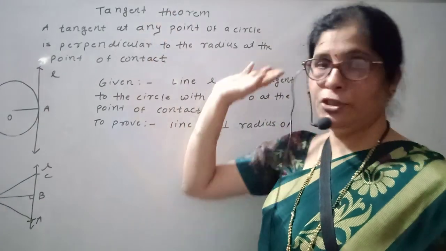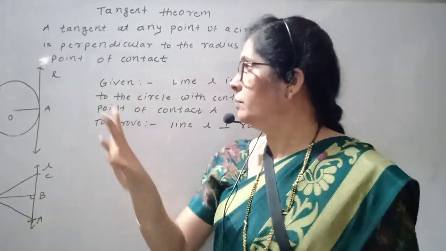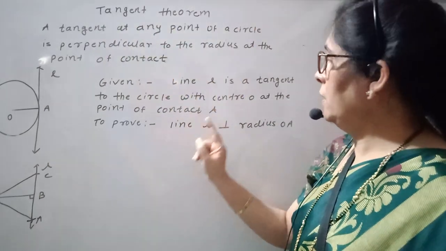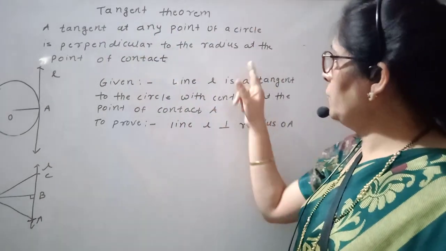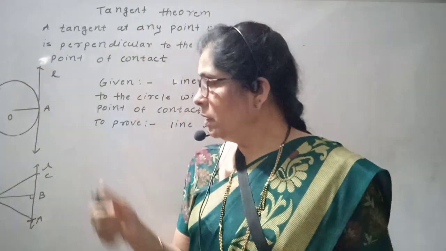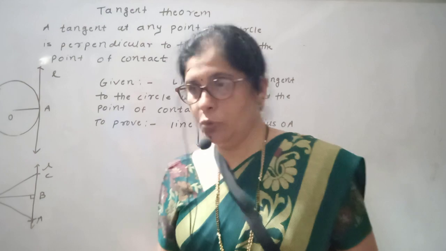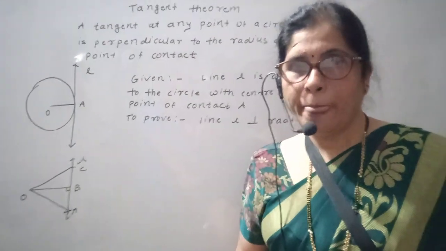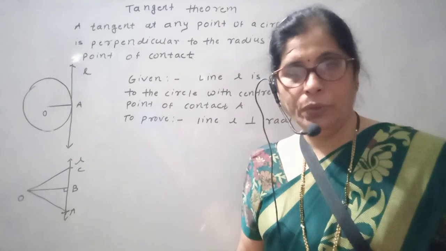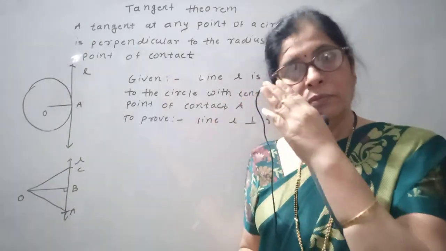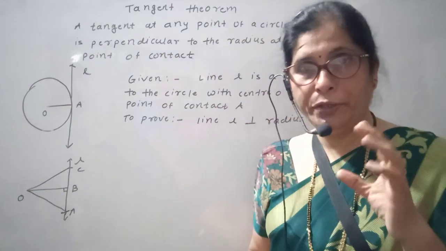Let's see the tangent theorem. Tangent theorem: a tangent at any point of a circle is perpendicular to the radius at the point of contact. Means what? Here we are going to prove that the radius drawn from the point of contact is perpendicular to the tangent drawn from that point of contact.